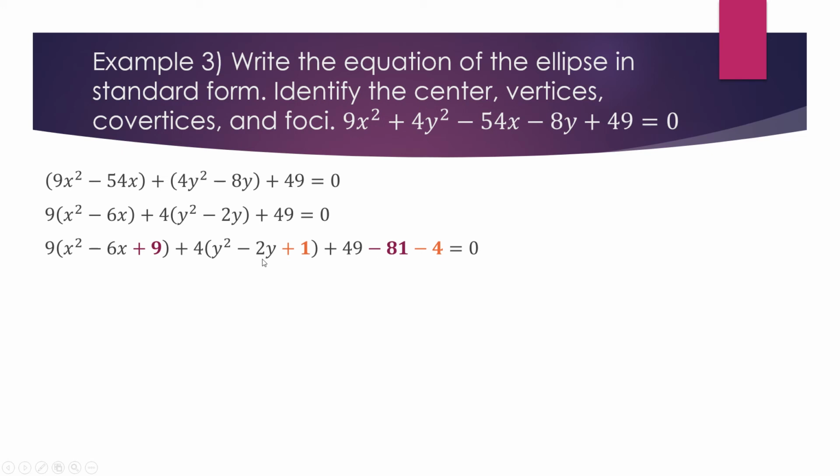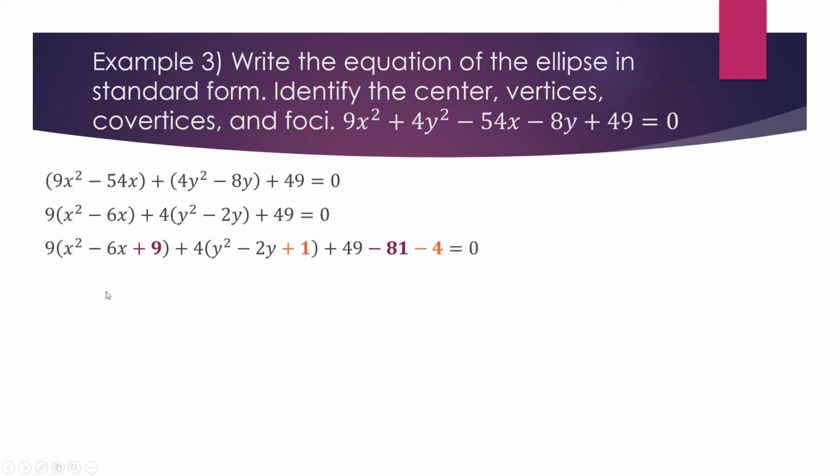For our second set of parentheses, negative 2 divided by 2 is negative 1. Negative 1 squared is positive 1, so that's what I added inside the parentheses. And to balance that out, we didn't just add 1, we added 4 times 1, so we're subtracting 4 on the outside of the parentheses.